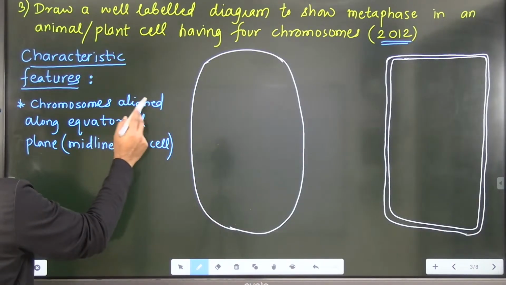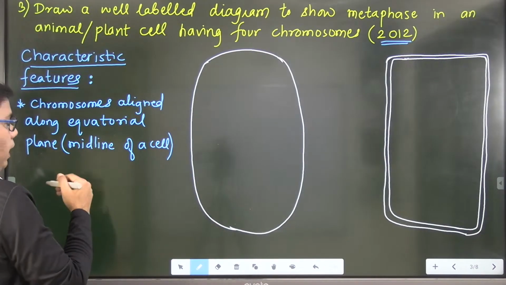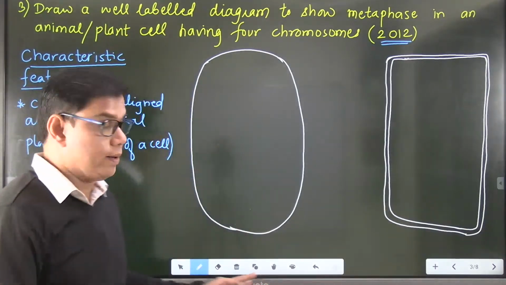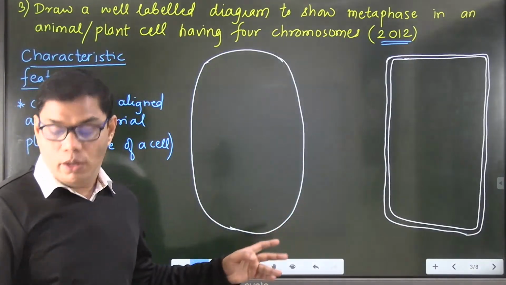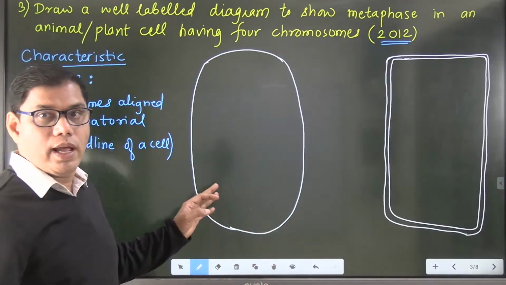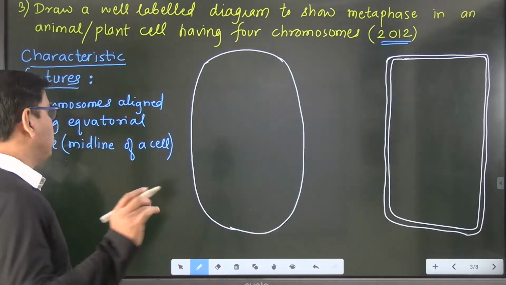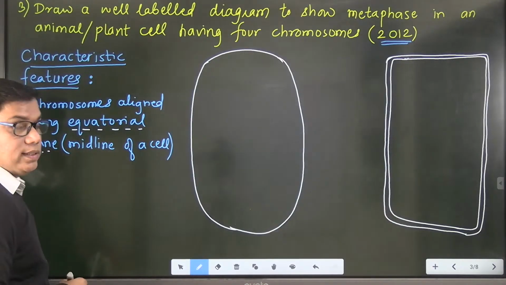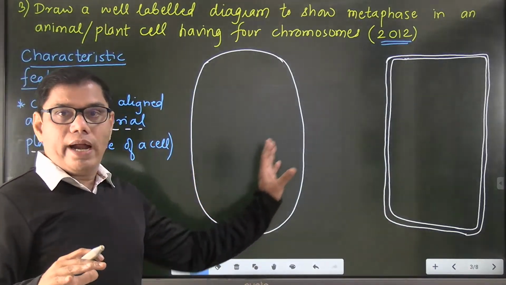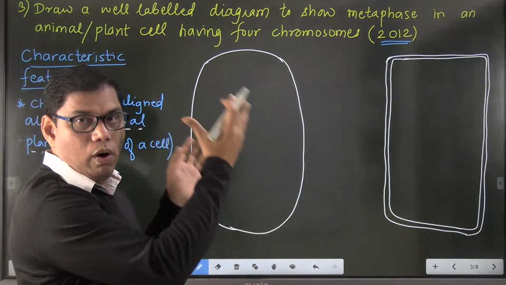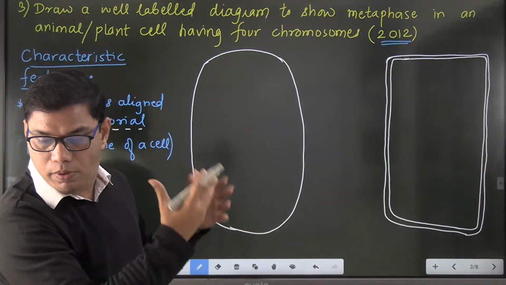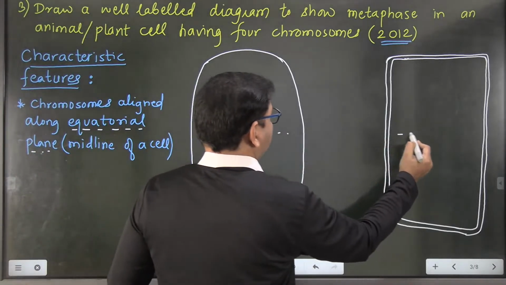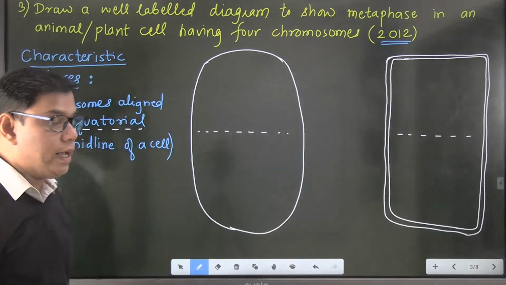Chromosomes along the equatorial plane, that is the midline of a cell. Now most of the students go wrong here. There is a lot of confusion. You refer to ready-made notes. First of all, you have to understand what the equatorial plane or the midline is. Now we are drawing our diagram like a globe, or when we draw the earth circular, so like that. So this line is the equatorial plane.